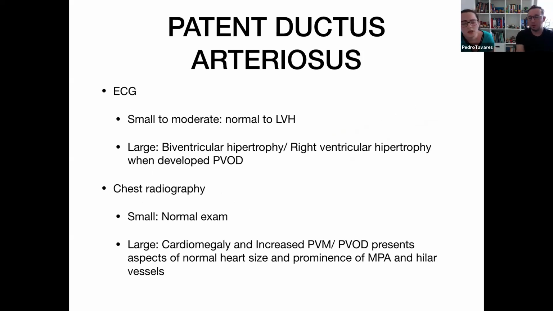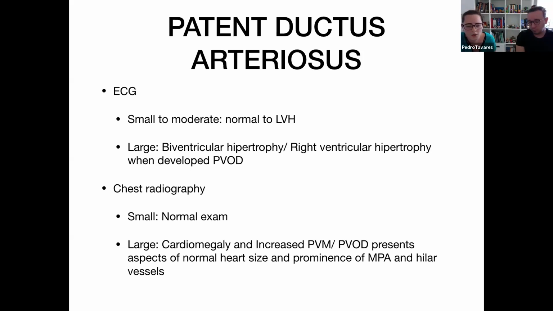The ECG: when you have a small to moderate defect, you can have a normal ECG to left ventricular hypertrophy. If you have a large defect, you can have biventricular hypertrophy, developing to right ventricular hypertrophy when you have pulmonary vascular obstructive disease. About the chest X-ray, if you have a small defect, you can have a normal exam. If you have a large defect, you can have cardiomegaly and increased pulmonary vascular markings.